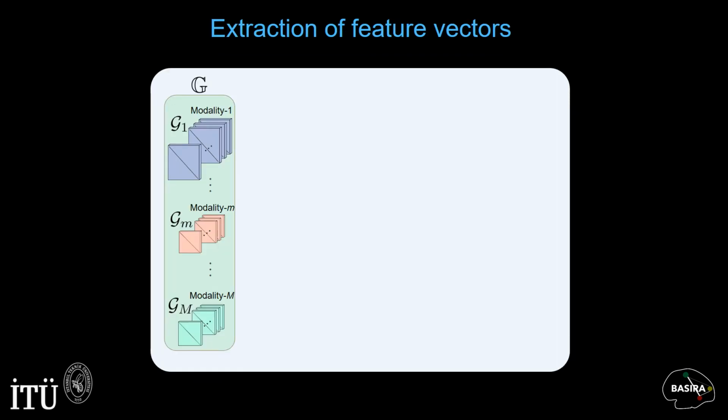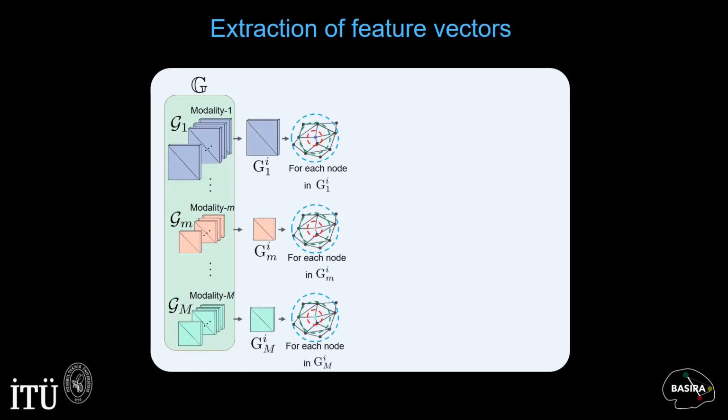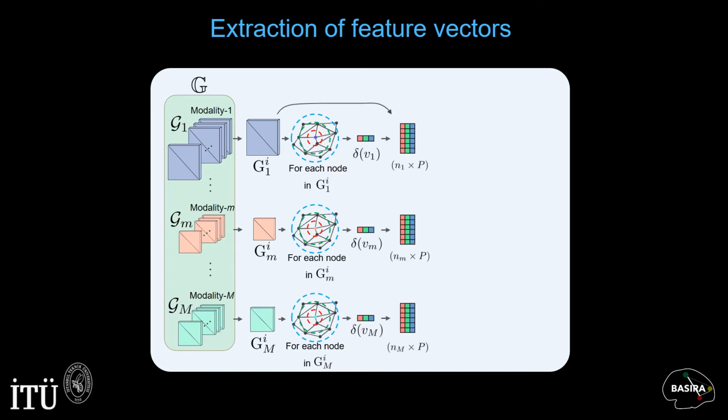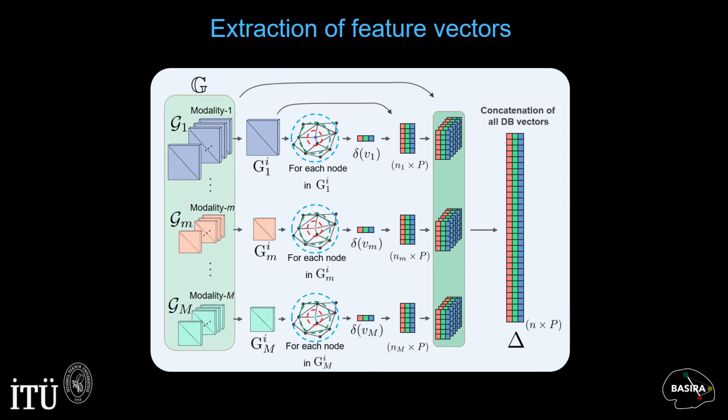As a first step, for all nodes in each graph of each modality, we extract feature vectors according to their local neighborhoods. At this point, there are two options to do that. One is depth-based feature vectors, and the other one is graph-wave feature embeddings. Then we concatenate all the generated features to get a single long 2D feature matrix.